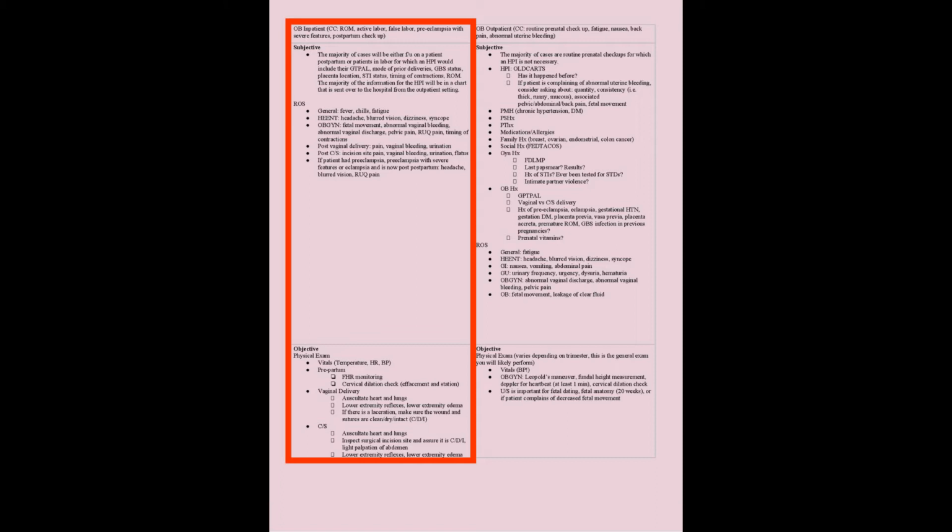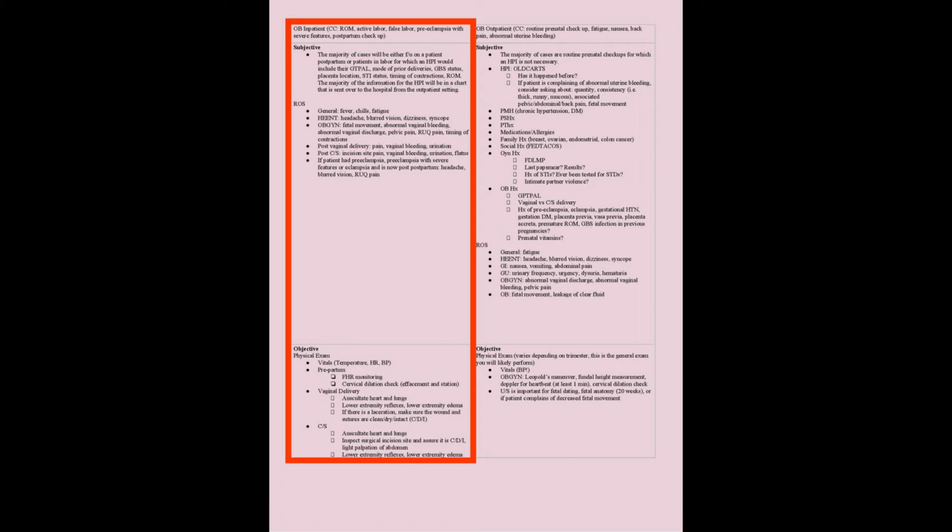For the physical exam part, vitals are super important in OB inpatient patients. You want to make sure their temperature is normal, their heart rate is normal, and their blood pressure is in the appropriate range. For prepartum patients in the physical exam, make sure you do fetal heart rate monitoring, which will already be on the screens for you, and then a cervical dilation check. The preceptor may or may not allow you to do this, but you're essentially checking for effacement and station of the cervix and then of the fetal head.